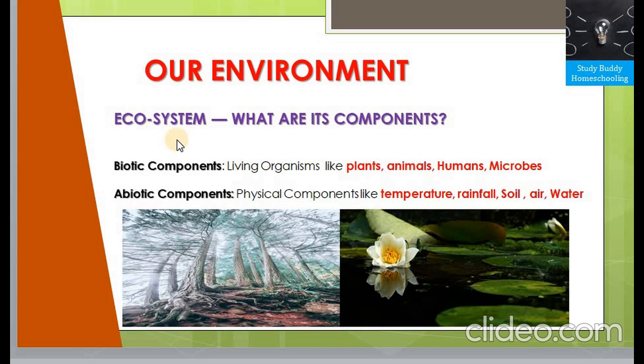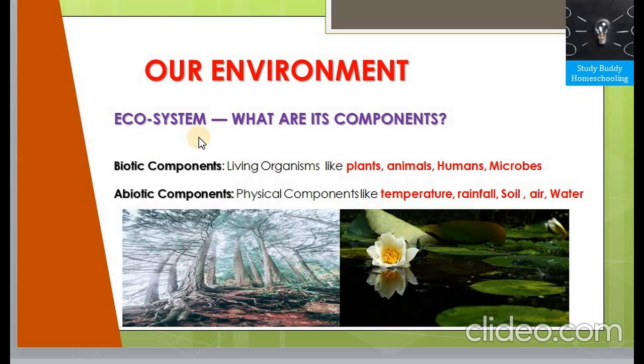So what is meant by ecosystem? Ecosystem is a geographical area where plants, animals, humans, microbes, as well as the physical components like temperature, rainfall, water, they all work together to make the place livable. This is known as ecosystem.